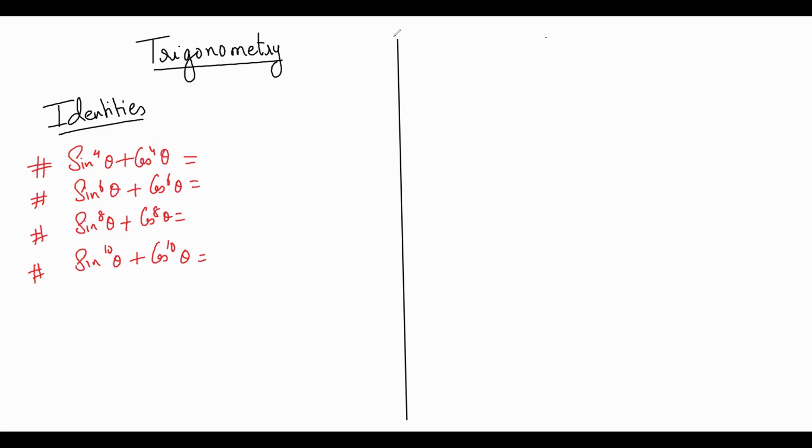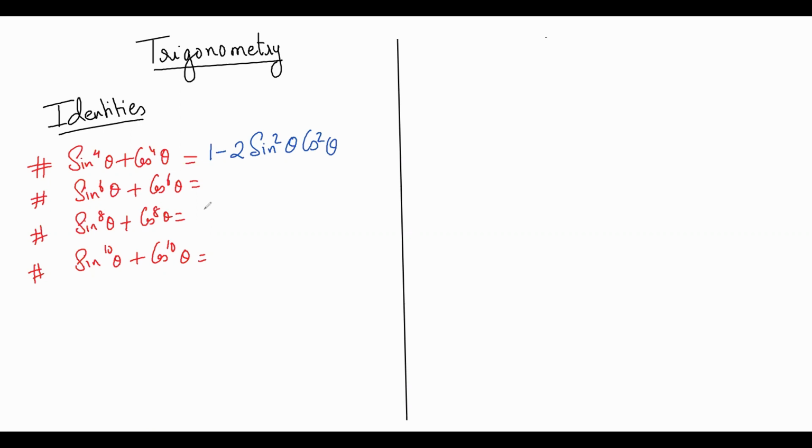Hello students, I'm back with a few more formulae and shortcuts of trigonometry, and I'm sure these will be helpful to you. First of all, we should learn a few identities, and those are what I have written here. You have to learn these identities: sin^4 theta plus cos^4 theta is 1 minus 2 sin^2 theta cos^2 theta.